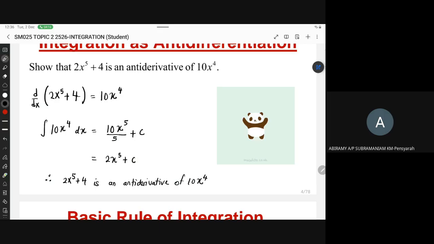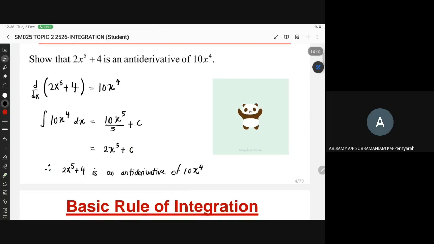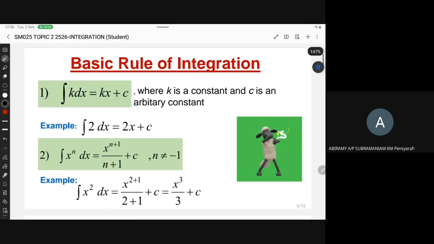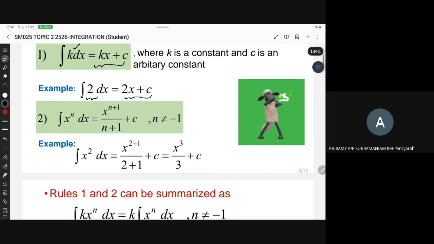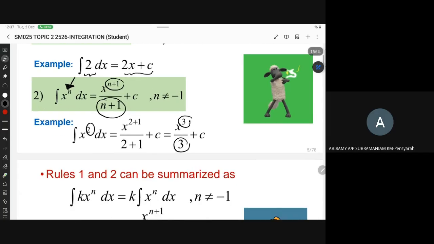Next we are going to look at the basic rules of integration. What happens when we integrate a constant? For example, k, we will be getting kx plus c. Or if we integrate 2, we will be getting 2x plus c. And also what happens when we integrate x with the power of n? We need to add up the power and divide by the new power. For example, x power 2, add up the power will become x power 3 and divide by the new power.